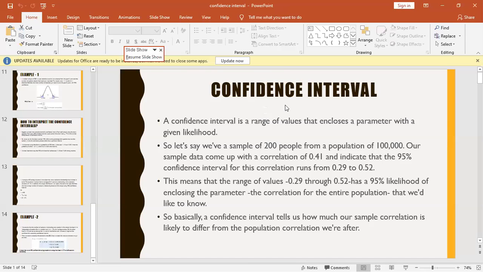Okay, my next lecture is a very short lecture. It is confidence interval. I told you that in inferential statistics, you need to be aware of confidence interval because there is always an error when you are conducting your sampling. When you are doing sampling, an error will occur. So to account for that, we use confidence interval.